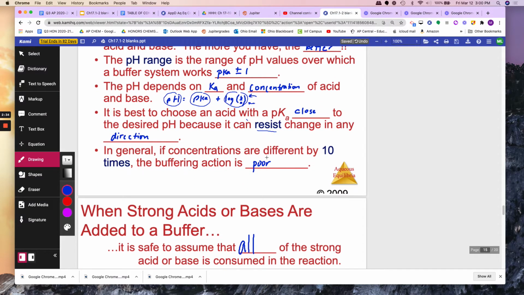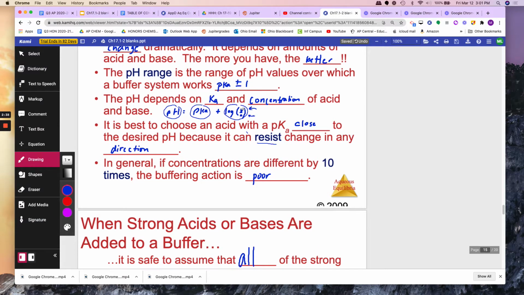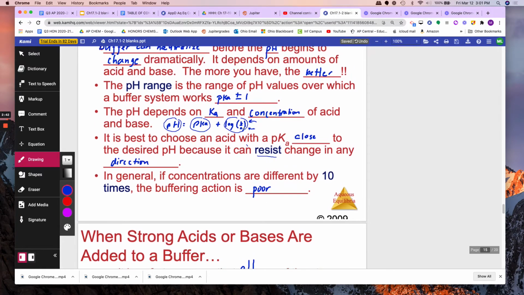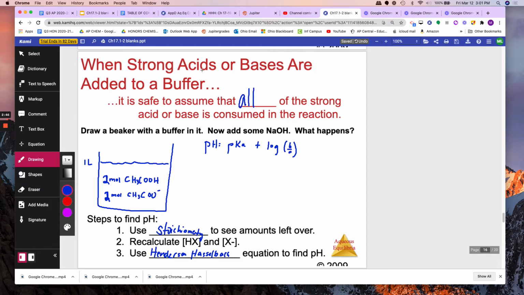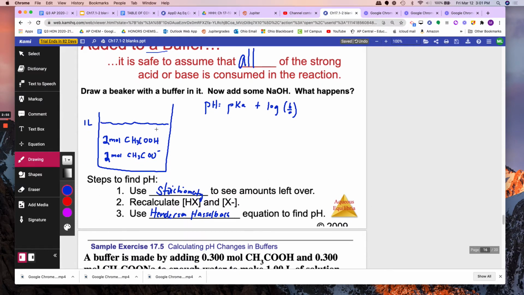In general, if the concentrations are different by 10 times, that means you have 10 B and 1 A, your buffering action is poor. So it's better if they're about the same. Okay? So what happens when you add a strong acid or a strong base to your buffer? Well, the buffer will attack whatever you add. So here we have 2 molar of the acetic acid and 2 molar of the acetate ion, its conjugate.